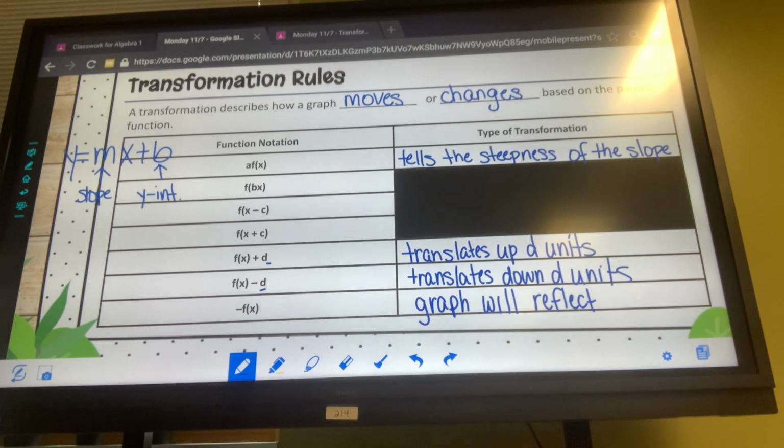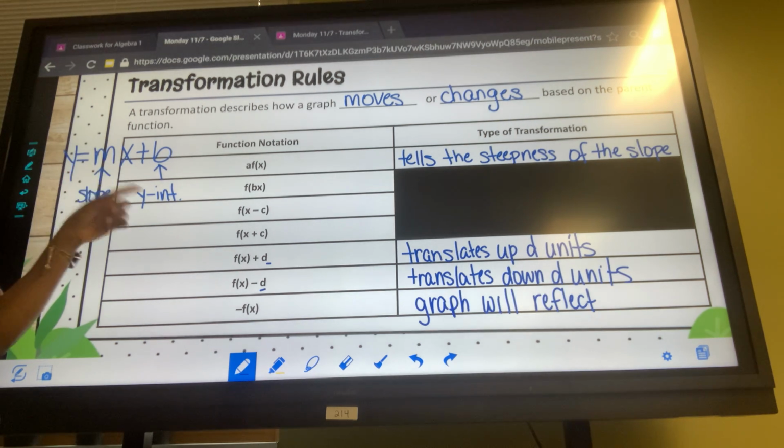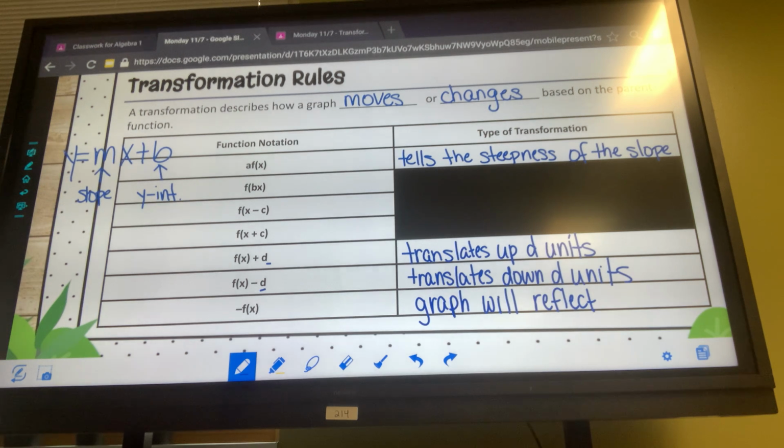Just keep in mind, if something is in front of your x, that affects your slope. If it is being added or subtracted, that affects where your y-intercept is. It's going to move up or down.